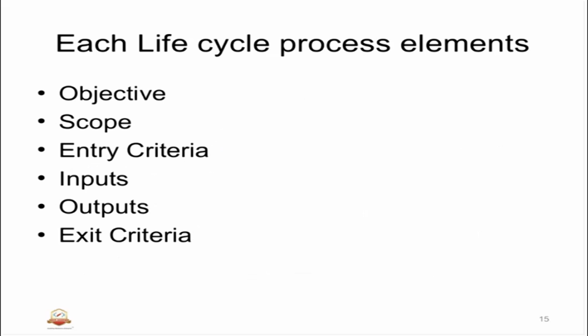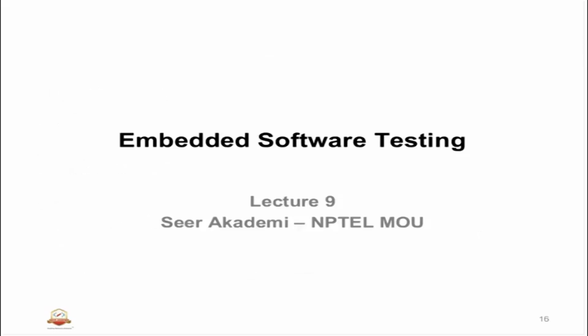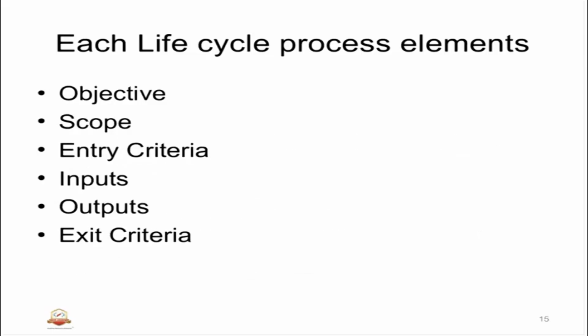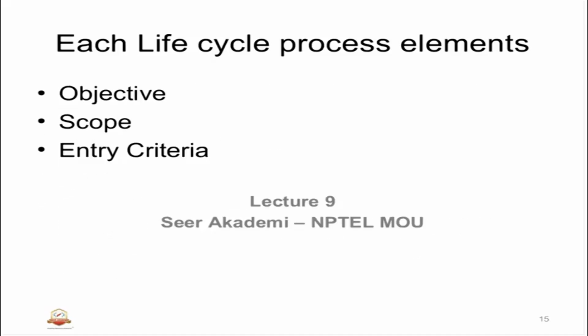And in this session, we focus on some of the processes that are followed for each of the stages. So each stage will have a process. The process elements are objective, scope, entry, inputs, outputs, and exit criteria. What are those objectives? What is the scope? How do we define entry? What is input, output, exit, etc.